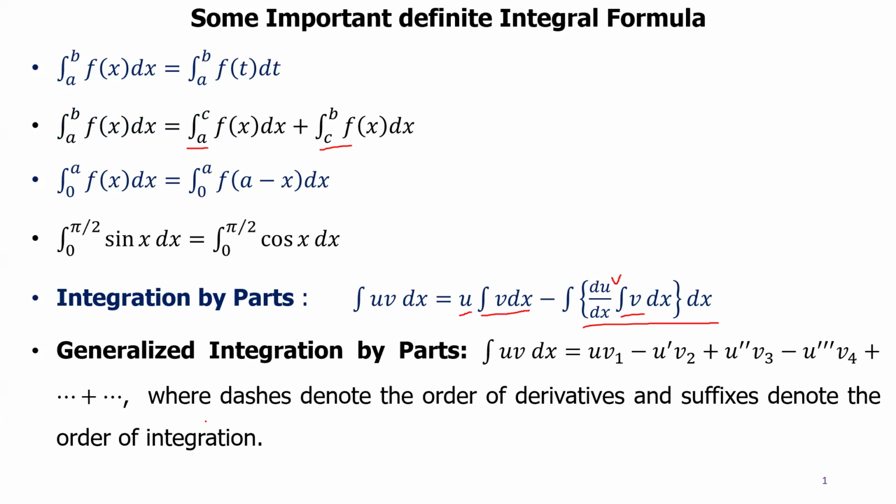Generalized integration by parts. The integration of uv with respect to x can be written as u v1 minus u dash v2 plus u double dash v3 minus u triple dash v4 and so on, where these dashes denote the order of derivatives and suffixes like v1, v2, v3, v4 denote the order of integration.